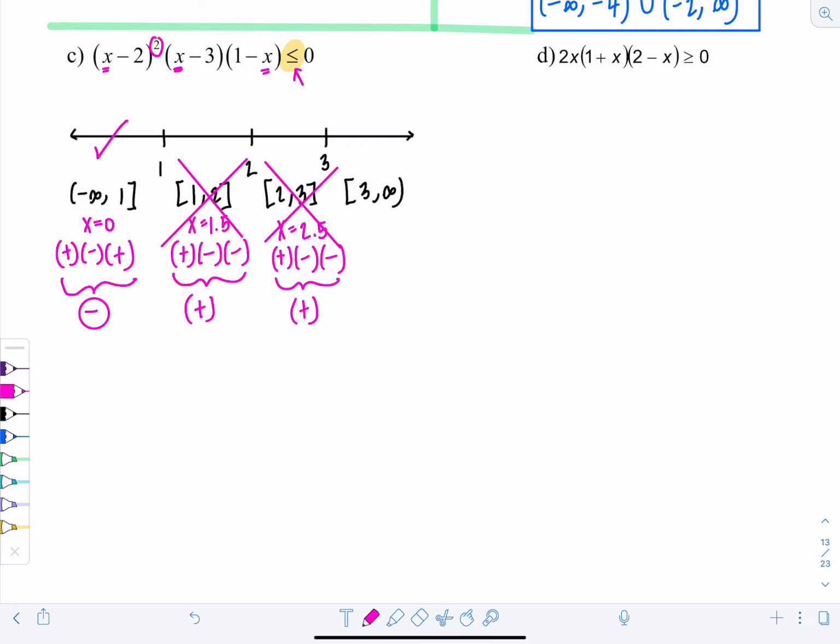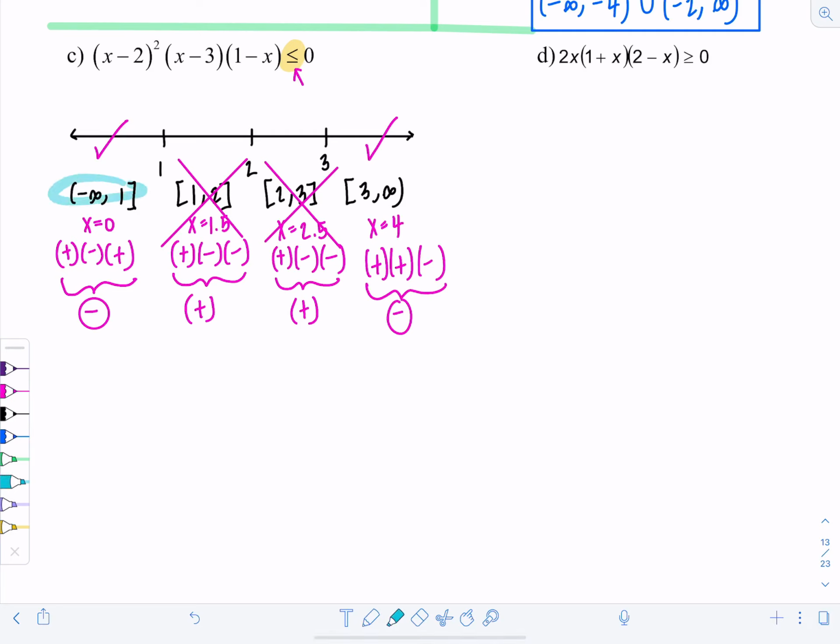And then last one's from 3 to infinity. So say we're going to test with x equals 3.5 or 4, doesn't matter. Let me clean this up. So if I plug in 4, I'll get positive times a positive, and then 1 minus 4 is negative. So this is going to be negative. Are negative numbers less than or equal to 0? Yes.